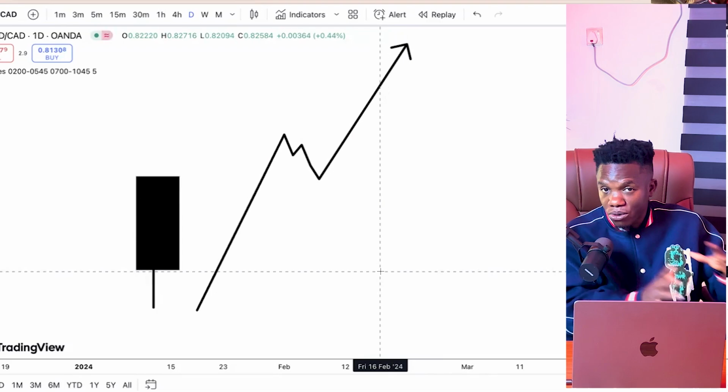Now, one thing that is very, very important as a forex trader, and one thing I always tell my mentorship students is this: you have to know when the low of the day is formed for a bullish day, and also you have to know when the high of the day is formed for a bearish day.